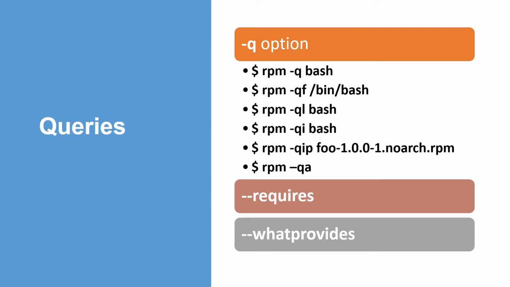A couple of other useful options are --requires and --whatprovides. The --requires option will return a list of the prerequisites for a package, while the --whatprovides option will show what installed package provides a particular requisite package.